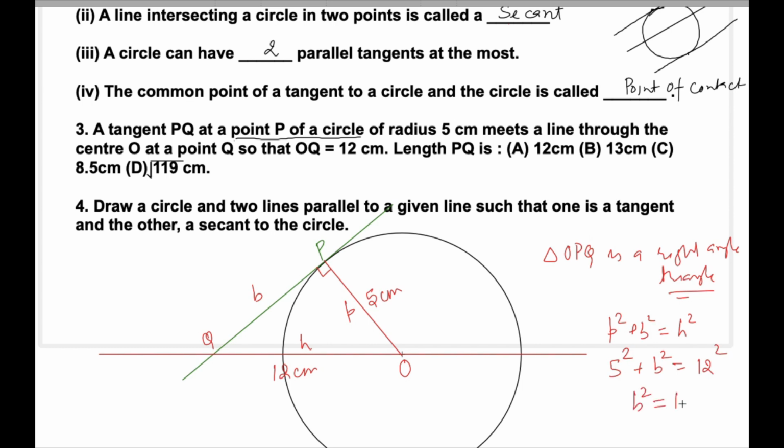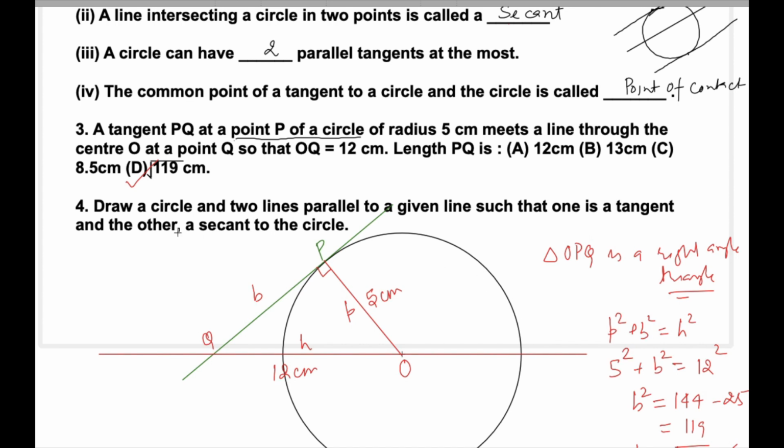So this will become 144. 12 square will be 144, and 5 square will come this side, which will become 25. When you subtract, this will come as 119, and when you find B, it will become square root of 119. So the length of PQ will be square root of 119 centimeters.